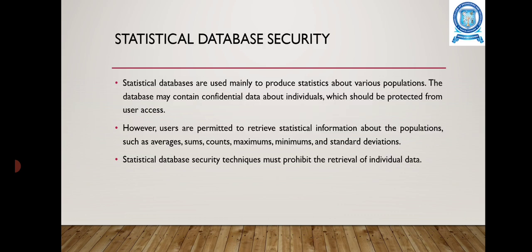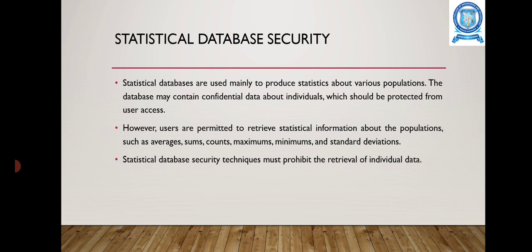Statistical database security. Statistical databases are used mainly to produce statistics about various populations. The database may contain confidential data about individuals, which should be protected from user access. However, users are permitted to retrieve statistical information about the population such as averages, sum, count, maximum, minimum and standard deviation. The techniques developed to protect the privacy of individual information are beyond the scope of this.